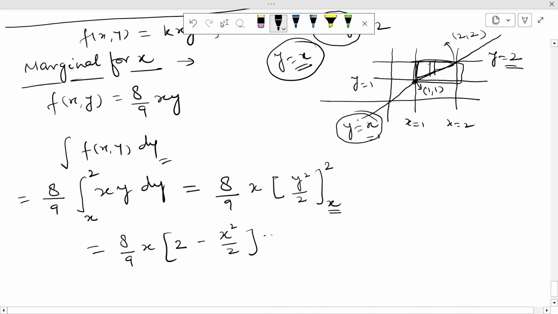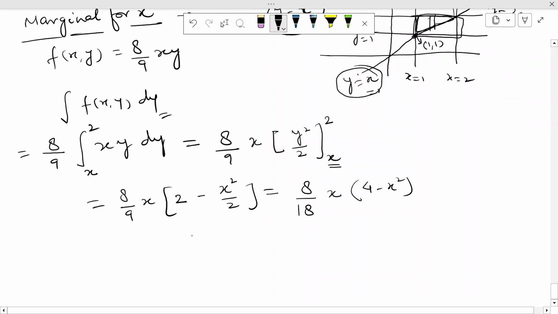So this will give us 8 by, if you take this 2 as LCM, 8/18x, and here you will have 4 minus x square, or you can simplify this. So this will be 4/9x, 4 minus x square. So this is our marginal for x.